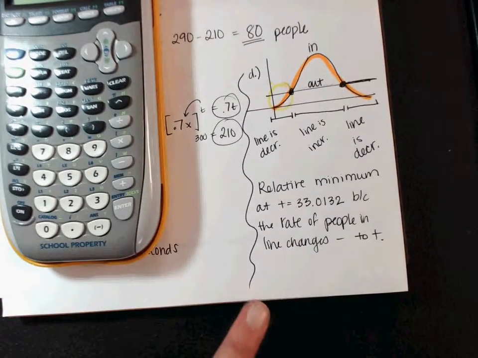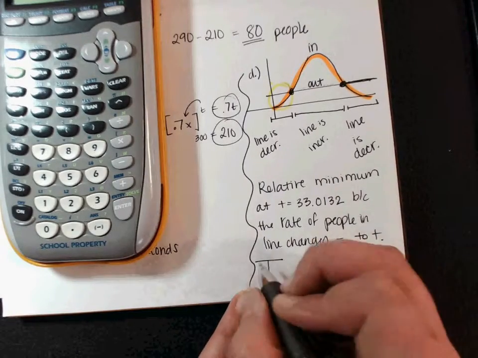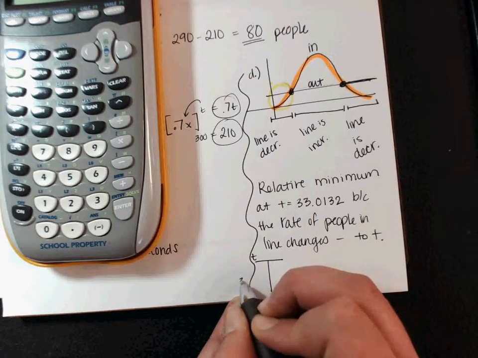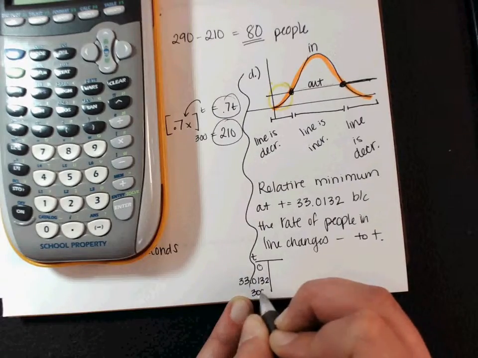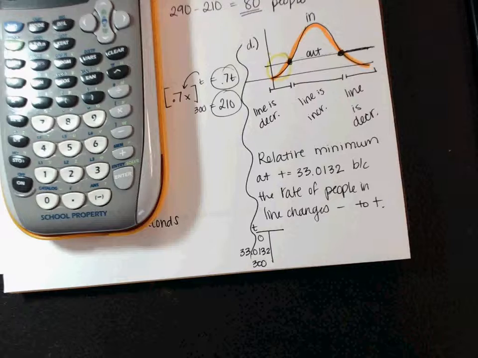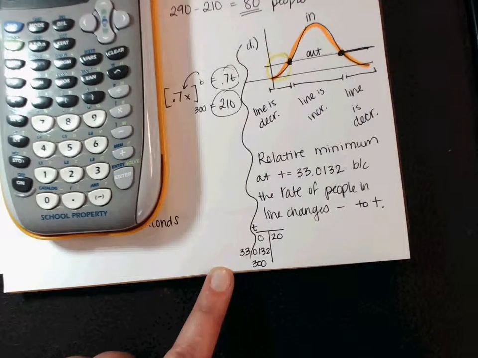Candidates chart. Very good. So, I'm going to set my chart up down here. What else has to go in my chart? So, I have my 33. What other two numbers? Good. 0 and 300. Now, the good news is that we already know the other two values. How many people were in line at 0? They already gave you that. 20. And how many people are in line at 300? We already found that.